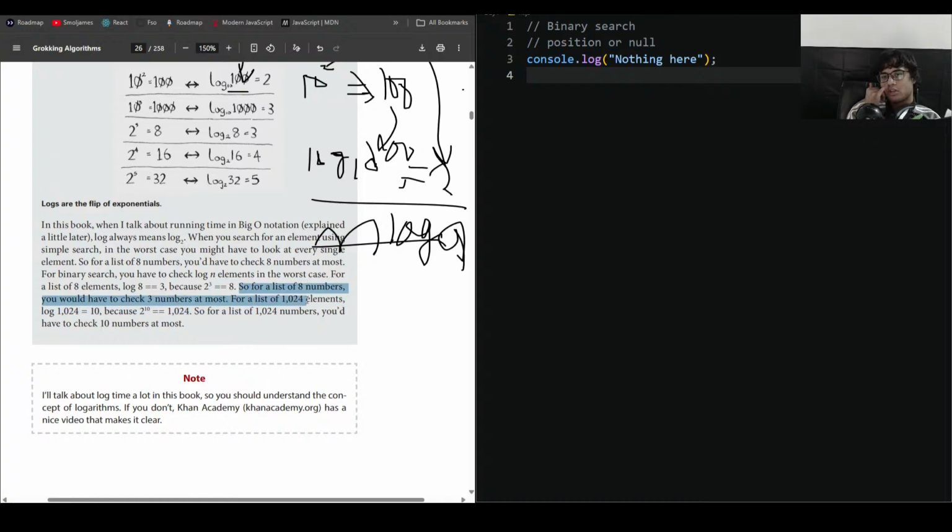For a list of 1024 elements, you'd have to do 10 checks, because 2 multiplied 10 times is 1024. So for a list of 1024 numbers, you'd have to check 10 numbers at most.